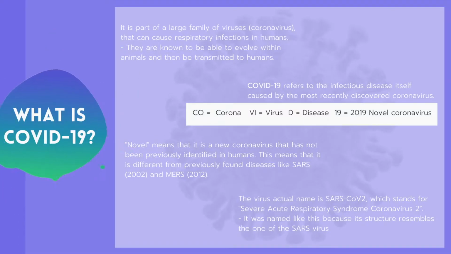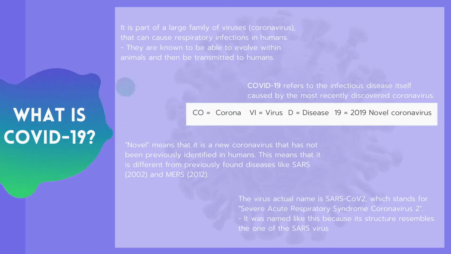First of all, what is COVID-19? It is part of a large family of viruses known as coronavirus that can cause respiratory infections in humans. They are known for being able to evolve within the animals and then be transmitted to humans. COVID-19 refers to the infectious disease itself, caused by the most recently discovered coronavirus.